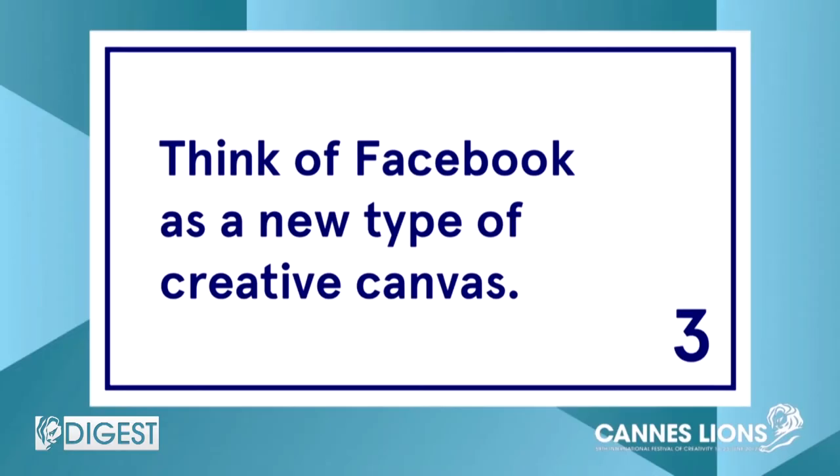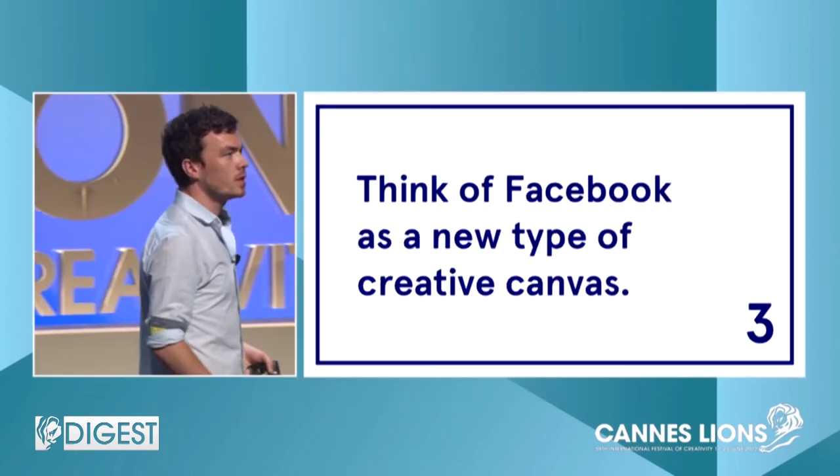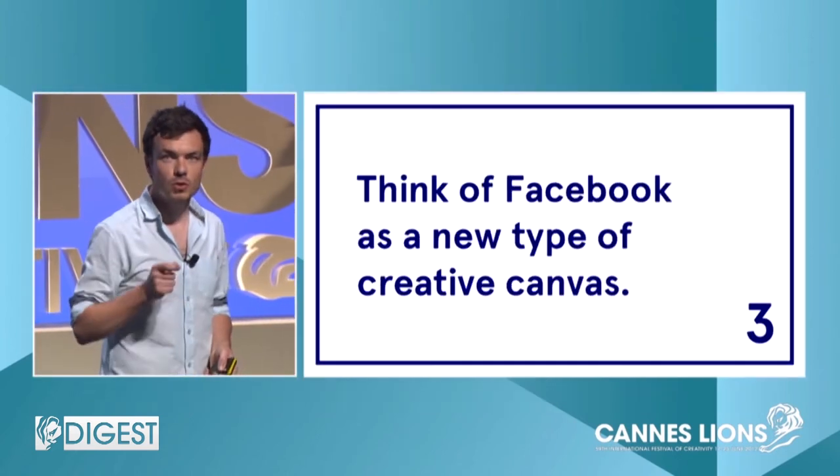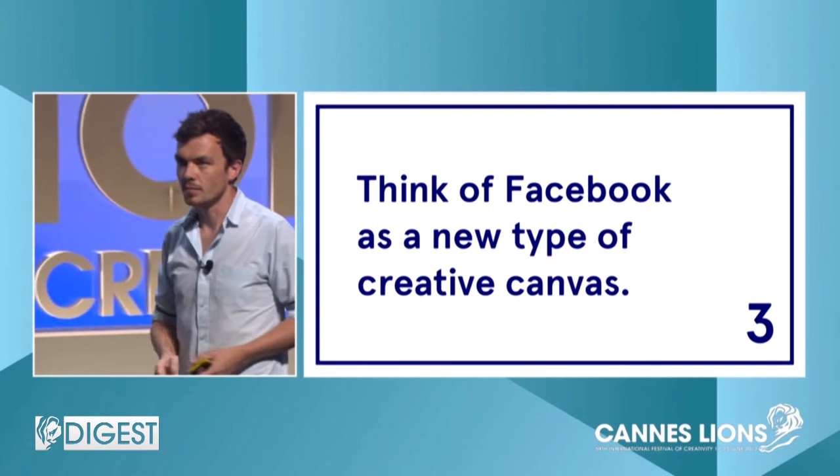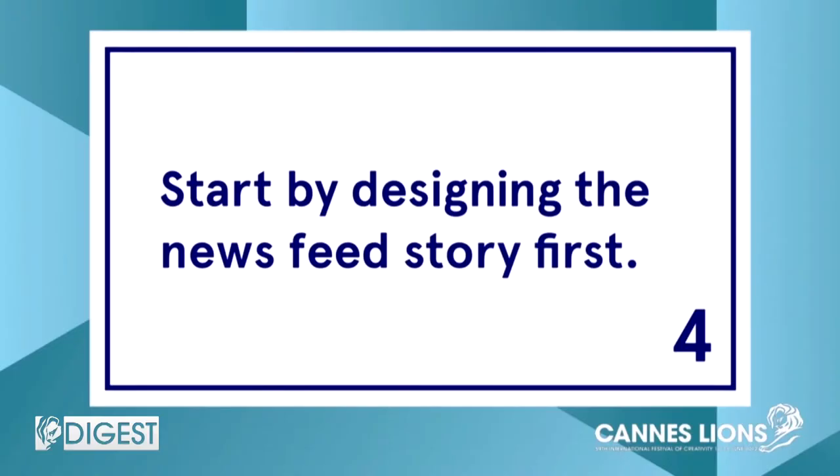The third is to think of Facebook as a new type of creative canvas. We saw the other media technologies. We saw the first TV ad. Facebook is different. It is a new medium, and it needs to be thought about differently. So the fourth one, the final one, is to start by designing the newsfeed story first.